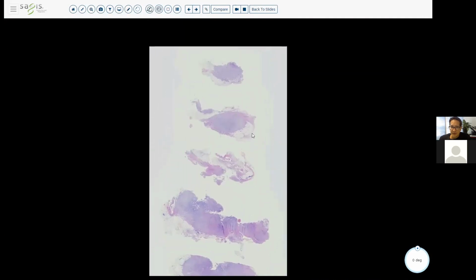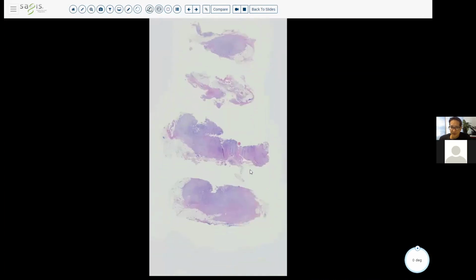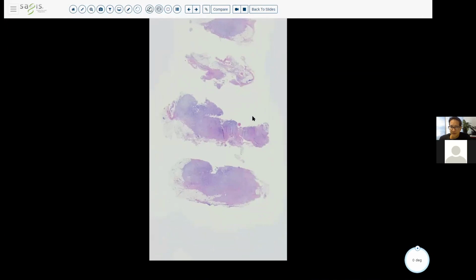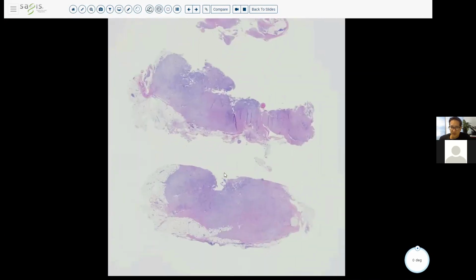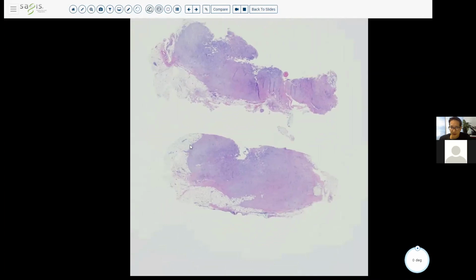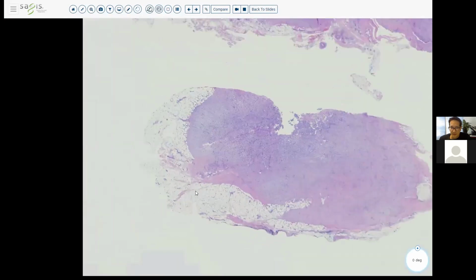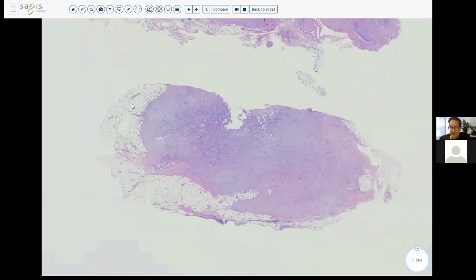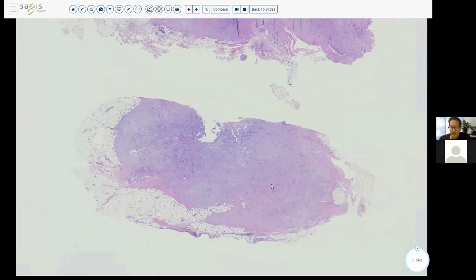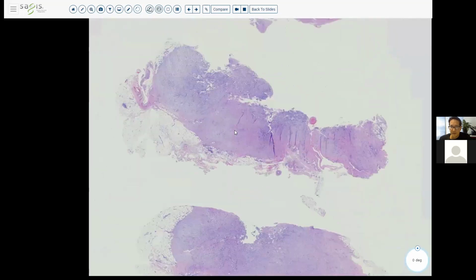When you look around here, you don't see epidermis or dermis. So we're mostly in the subcutaneous fat. Again, you can see the fat here. And you have this nodular proliferation, somewhat circumscribed.